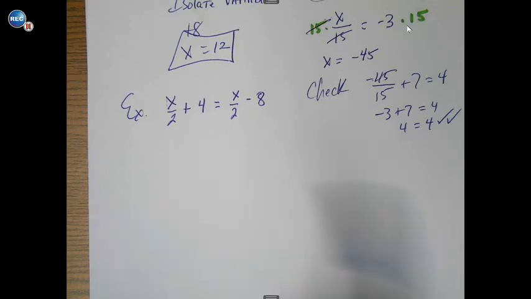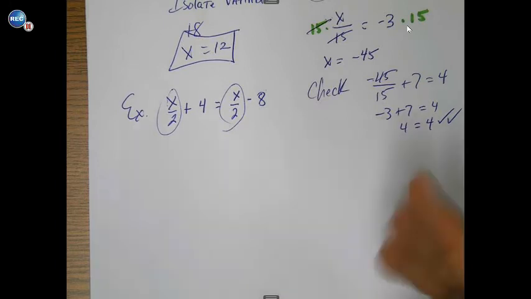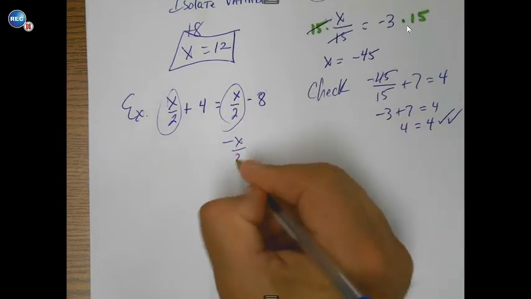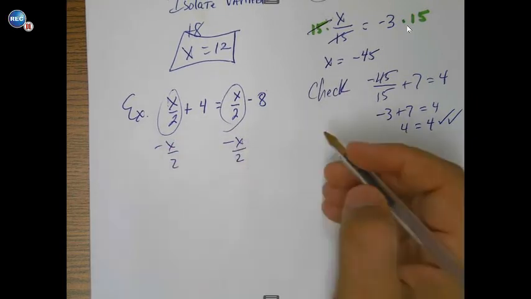All right, well, the first thing we got to do is get the x's on the same side of the equation. Let's subtract this one over here. So we'll go x over 2 minus x over 2. Now, that's the same thing.